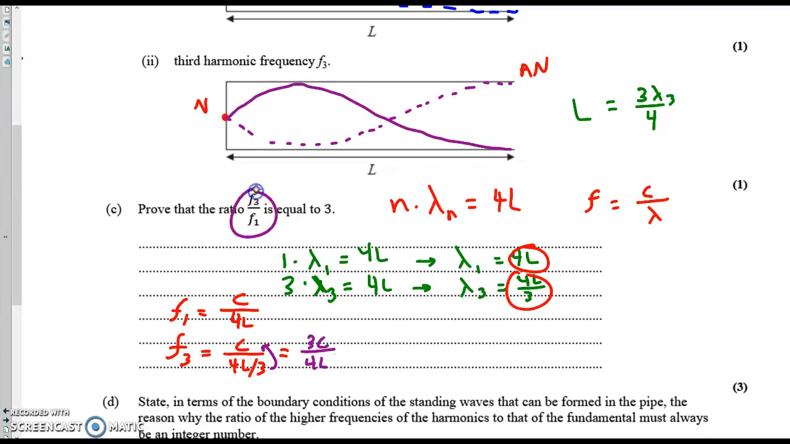So now we just have to take the ratio, F3 over F1, and we have 3C over 4L divided by C over 4L, which is 3.